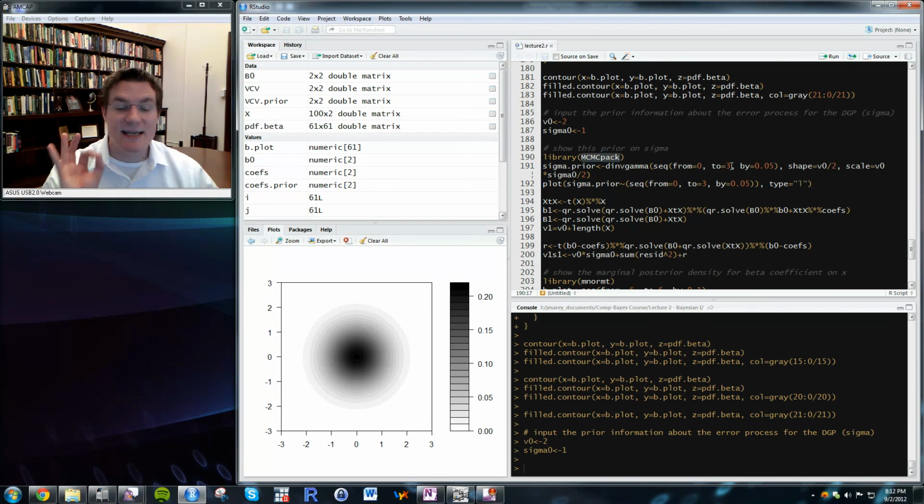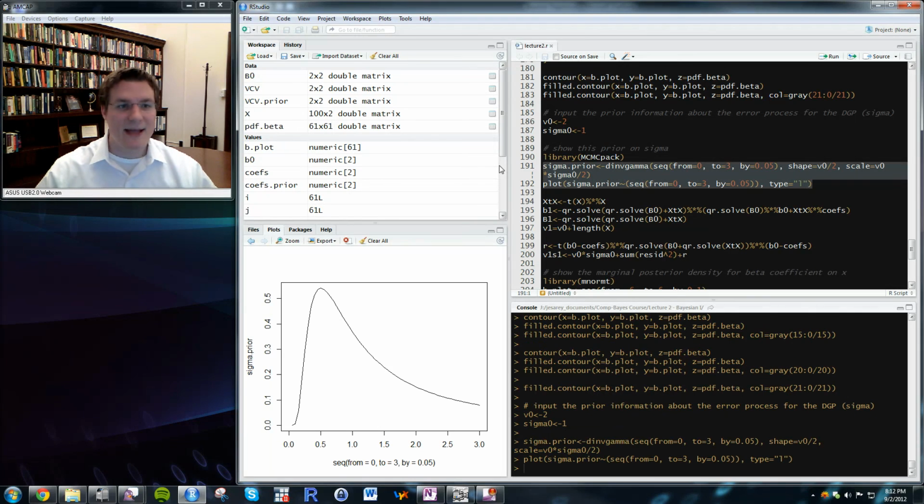Now, sigma squared can't be less than 0 because that would imply no variation, no error in the data generating process. Negative numbers have no interpretation. And there are two parameters I've specified, the shape and the scale. The scale is V0 times sigma 0 over 2. The shape is V0 times 2. And if I plot this out, that's my prior over sigma squared.